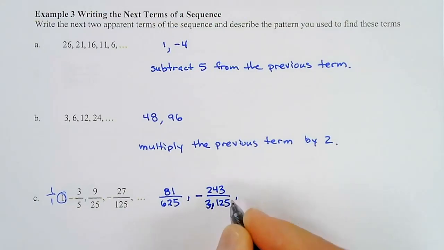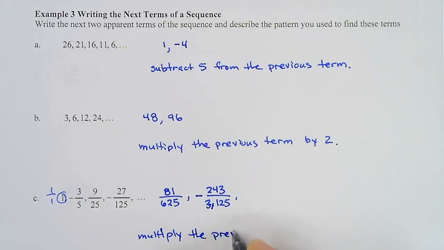3,125. And so what we're doing is we're multiplying the previous term by negative 3/5. All right, and that's how you do that.